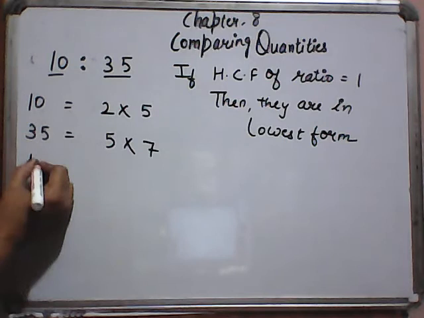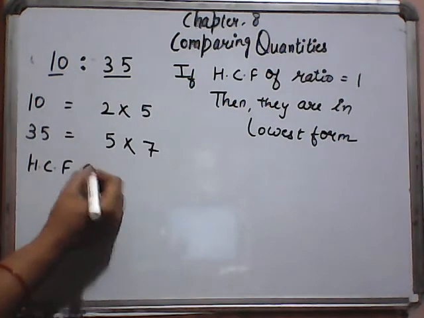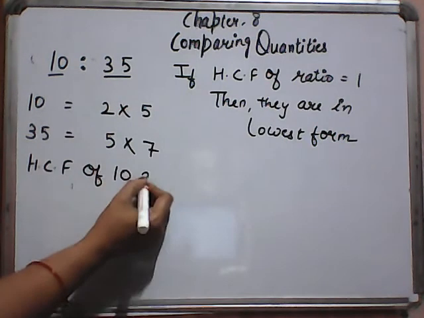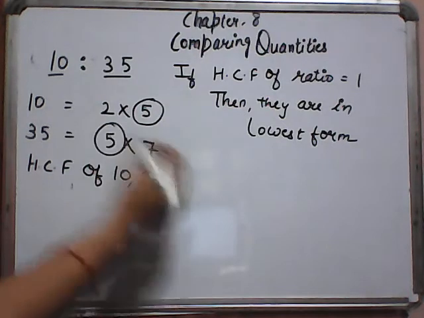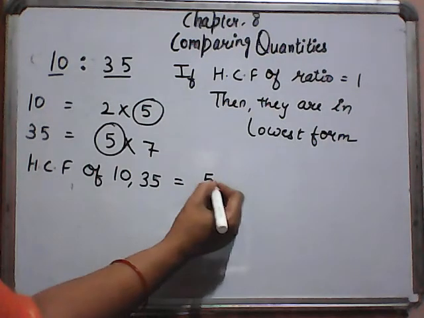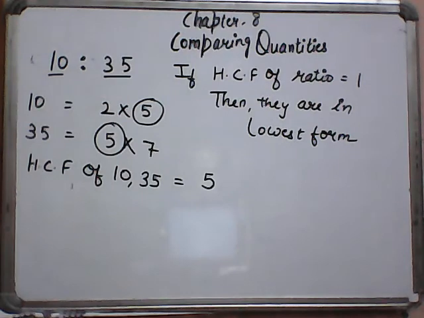HCF is the highest common factor. What is the highest common factor of 10 and 35? What is the common factor? 5. So it is also the highest common factor. So the HCF of 10 and 35 is 5. Next step is, you have to divide the ratio by their HCF.